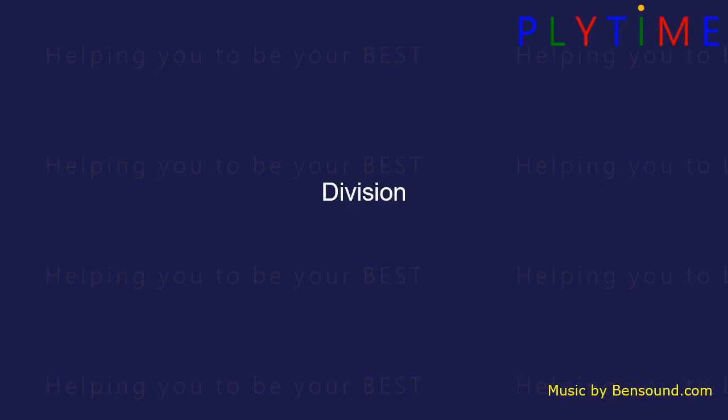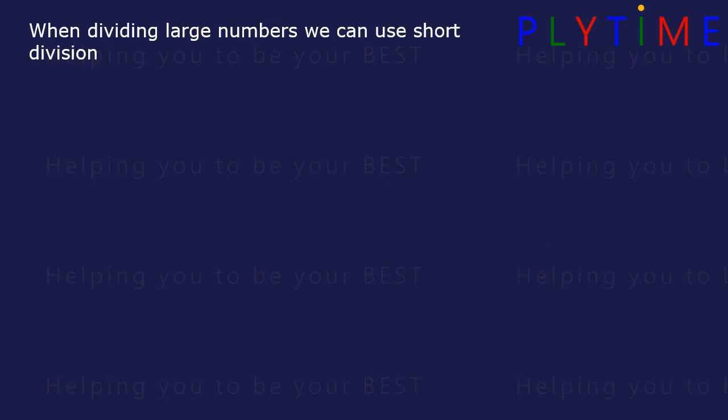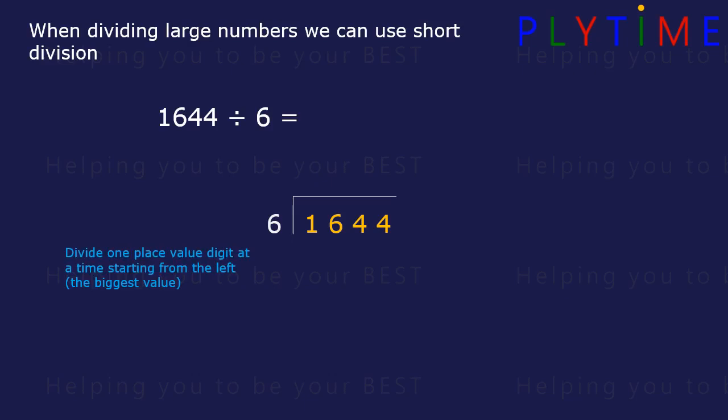Division of 4-digit numbers by 1-digit numbers. When dividing large numbers, we can use short division. 1644 divided by 6. In our short division, we divide one place value digit at a time, starting from the left or the biggest value.